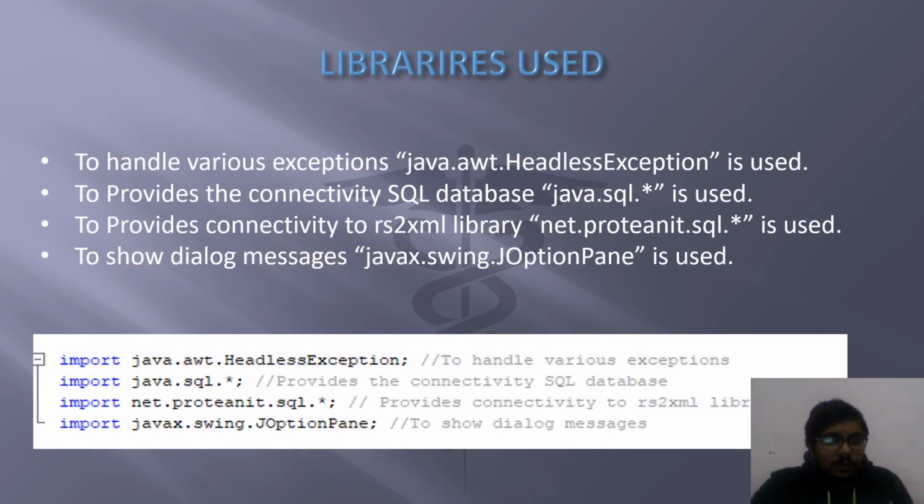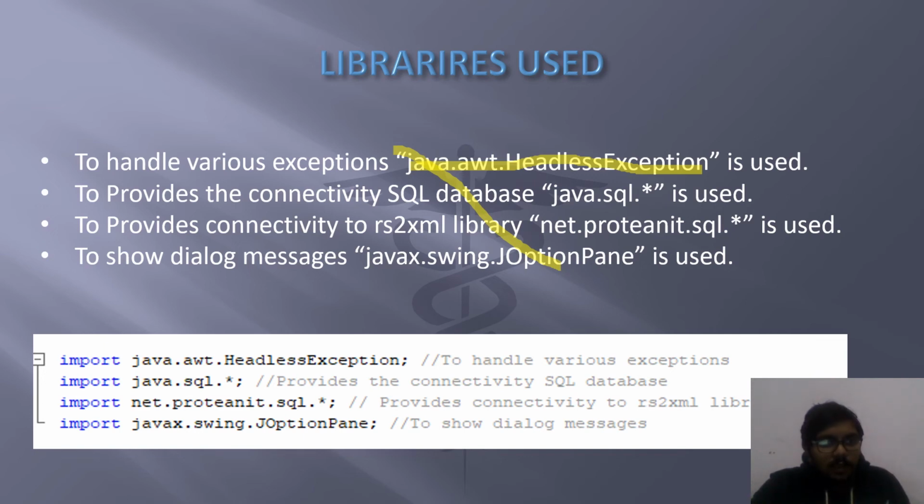I have used these libraries in the project. The java.awt handles exception library is used to handle various exceptions, like known exceptions that are handled using try, catch functions. There are also finally and throws functions. So I will explain it during the coding only.